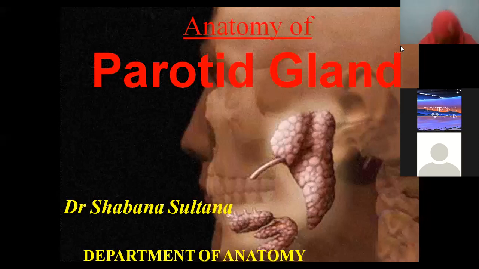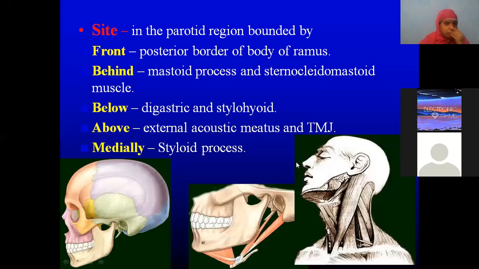We have three pairs of salivary glands: parotid, submandibular, and sublingual. Among them, the largest one is the parotid. Now coming to the parotid, suppose this is the skull, the external acoustic meatus. Right in front of the ear, we have the parotid gland.